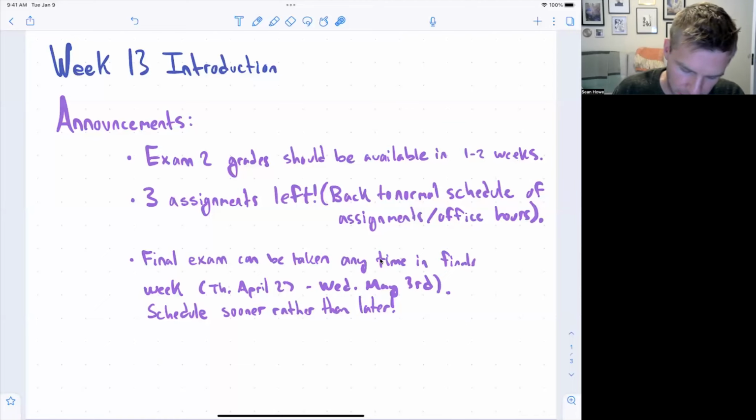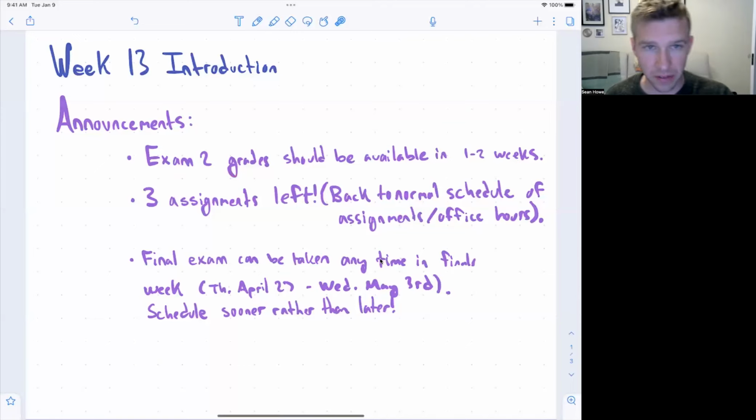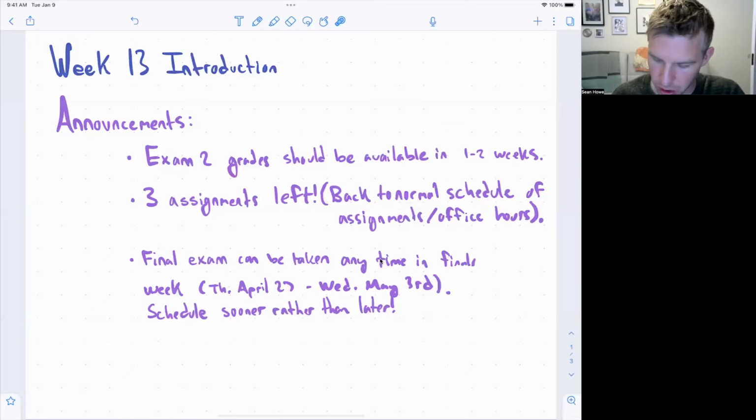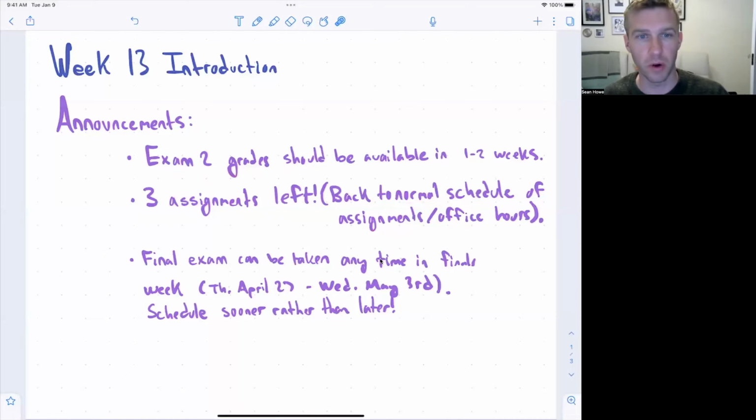But anyway, with exam 2 out of the way, we now have just 3 assignments left and then the final exam. So this week we're back to our normal schedule of assignments, with WebWork and RIN due on Friday. And our office hours are also back on their normal schedule, so on Thursdays.